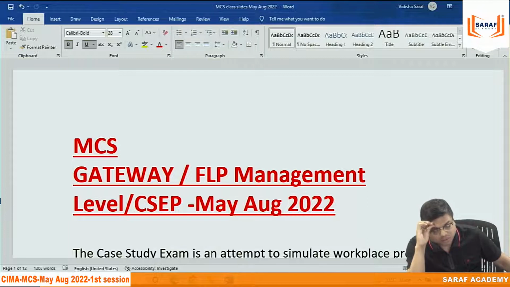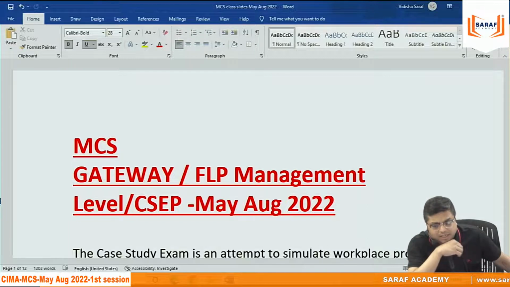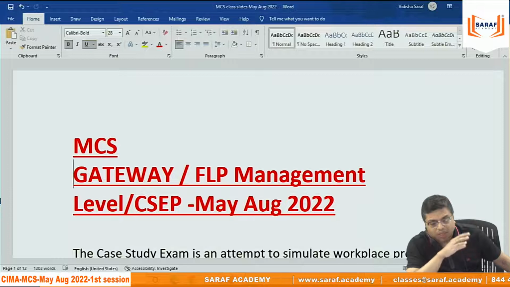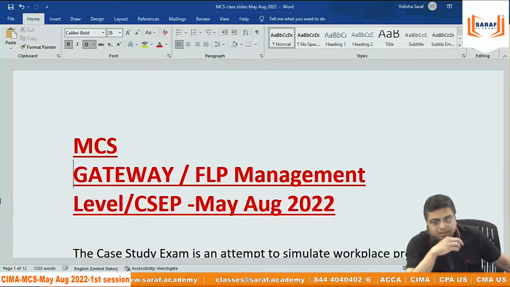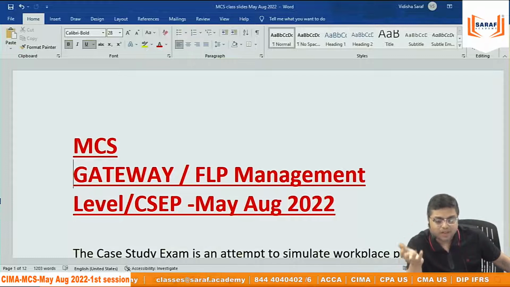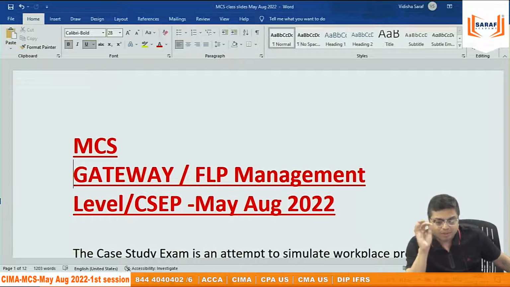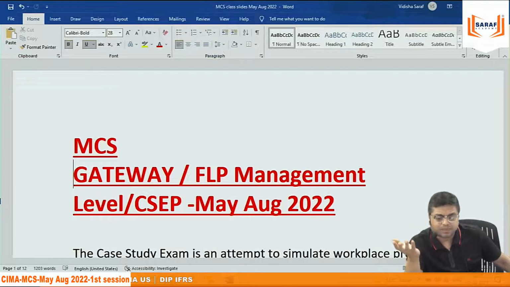In the FLP route, a student needs to give the management case study, but the student needs to complete the assignments for the three subjects, E2, P2, F2. If you don't complete the assignments, you are not eligible to give the management case study exam. Whether it's a gateway student, an FLP student, or a CSAP student, every student's exam is MCS, management case study, but they need to slightly brush up some concepts of E2, P2, F2.